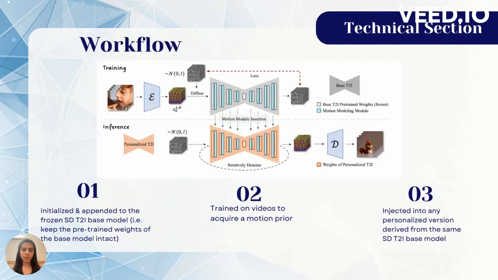In terms of workflow, the motion module is first initialized and appended to the frozen stable diffusion text image base model. It's then trained on videos to acquire a motion prior, and finally it's injected into any personalized version derived from the same stable diffusion text image base model.